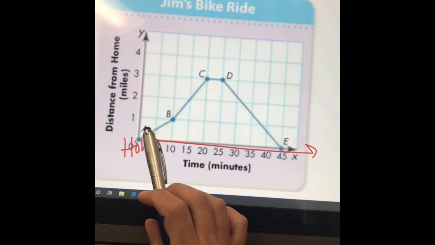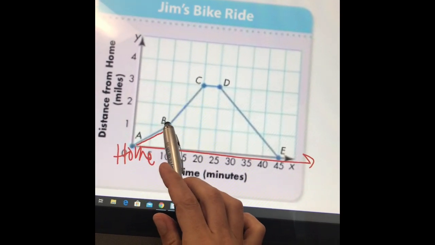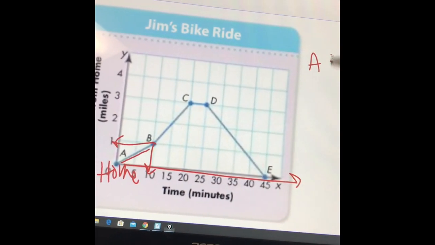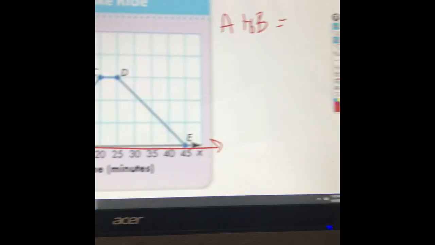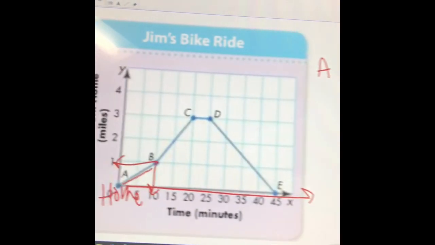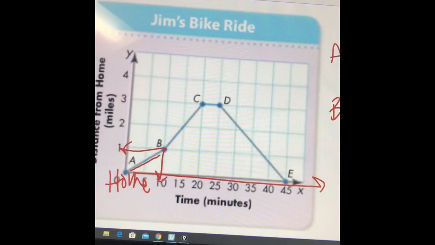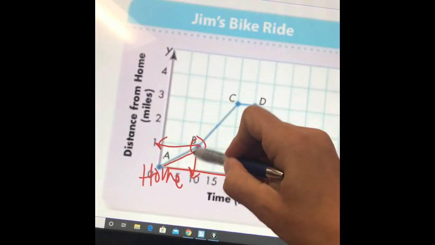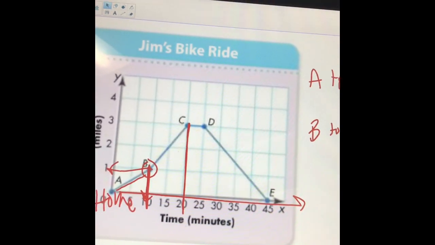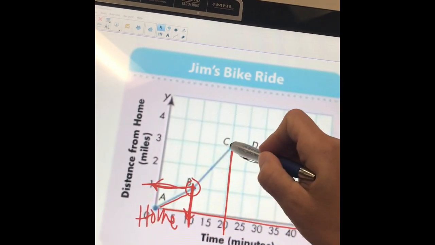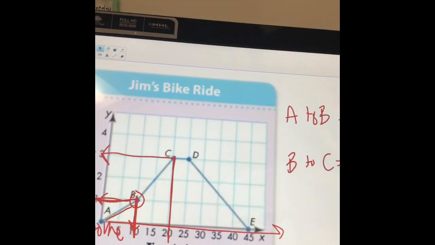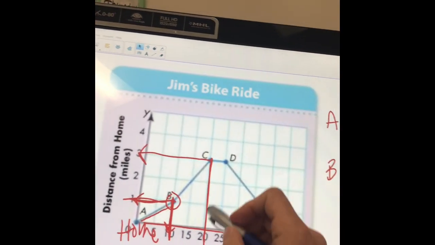All right, so Jim takes off, and Jim goes how far? He goes 1 mile in 10 minutes. So from A to B, he goes 1 mile, 10 minutes. From B to C, he goes from 10 minutes to 20 minutes. So we know it's 10 minutes, and he goes from 1 mile to 3 miles. So he goes 2 miles. Let me delete what I've drawn all over here.